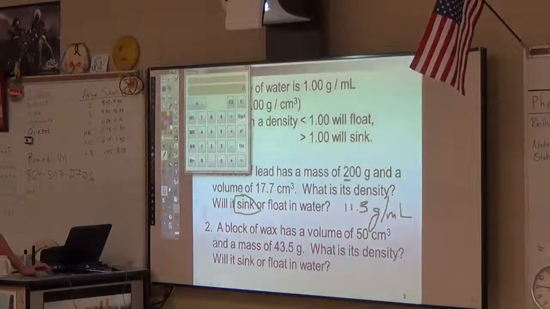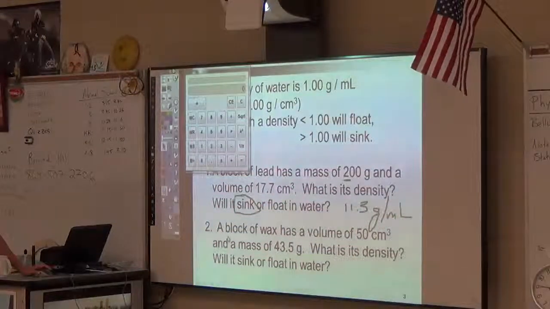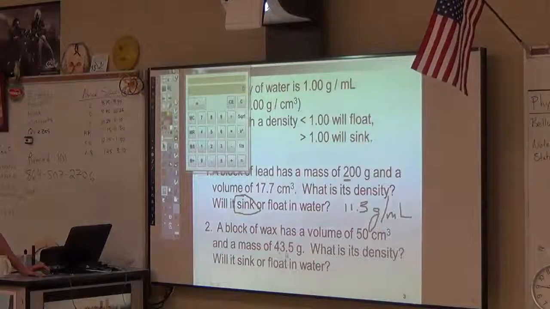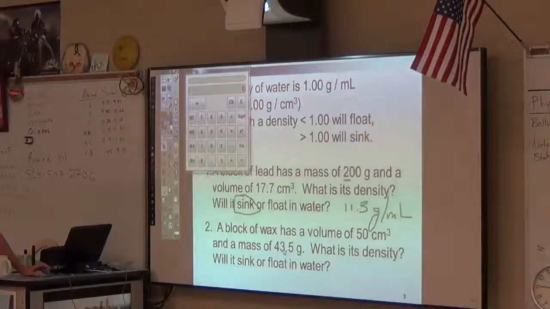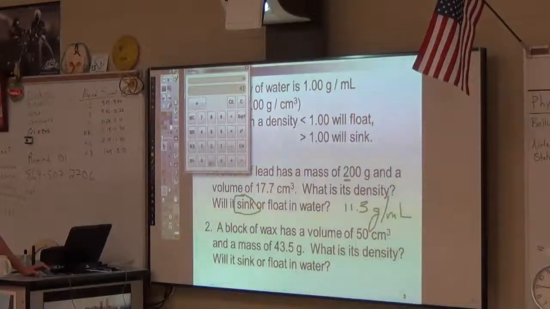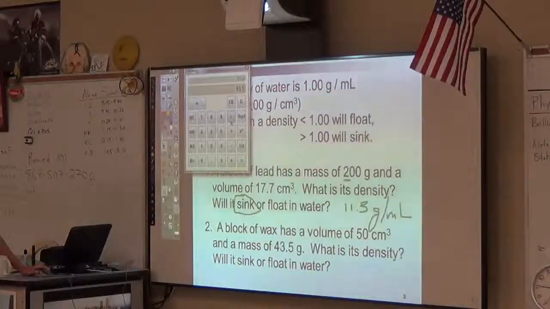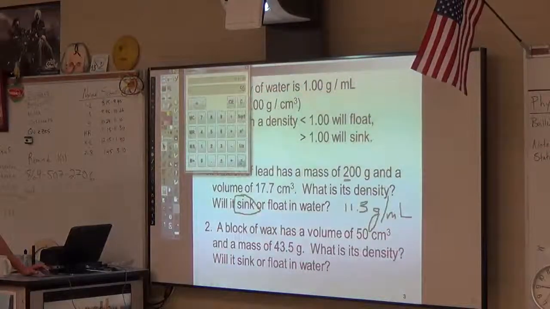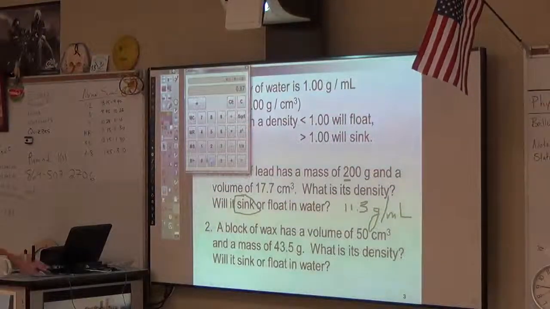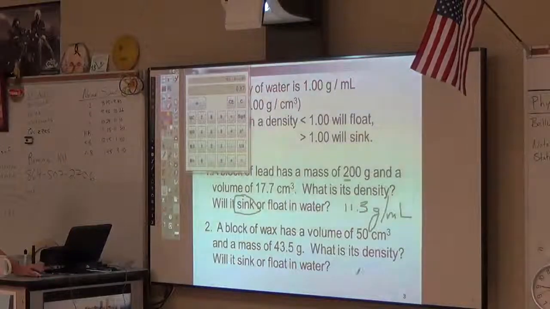All right, another example. A block of wax has a volume of 50 centimeters cubed and a mass of 43.5 grams. Probably going to float because wax will. But what do you divide? What goes in the calculator first? 43.5 divided by 50. Thank you. 0.87. So we do have a decimal answer here, which is clearly less than 1.